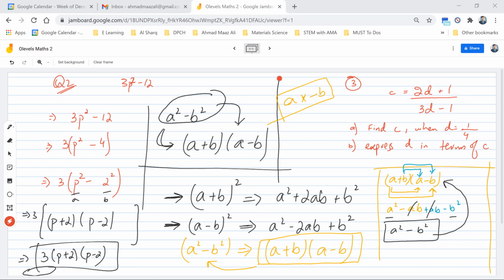Sir, I don't know how to do part B. You just have to make D the subject of the equation. You have to express D in terms of C. It means make D the subject. Okay, yes, Ali, your answer is also right. Ibrahim, Fahad, waiting for yours as well. Shazib, please send in your answers.